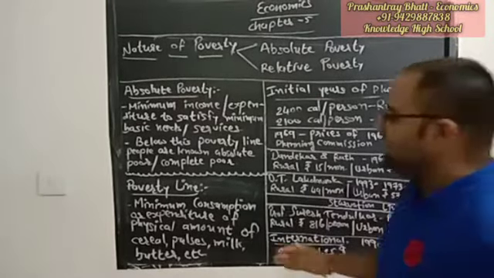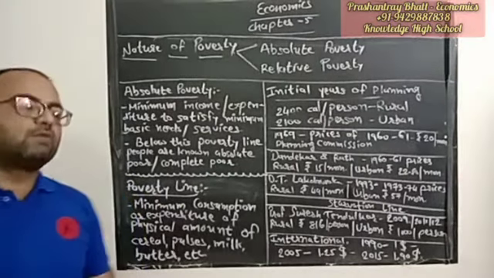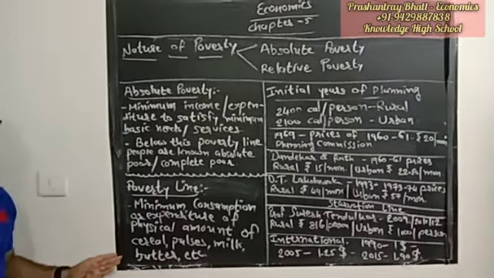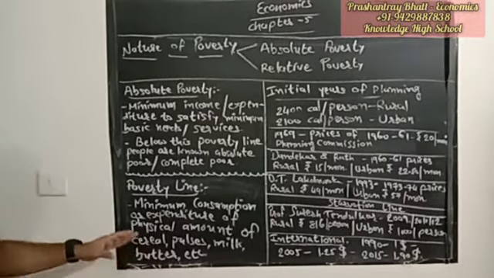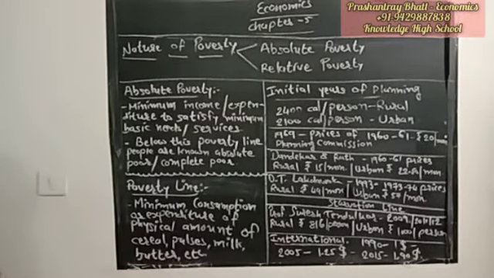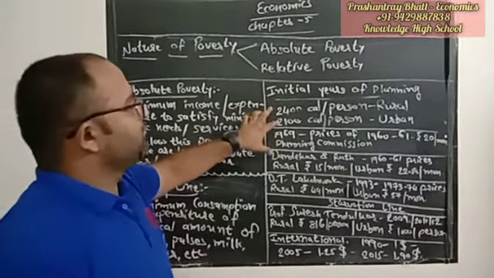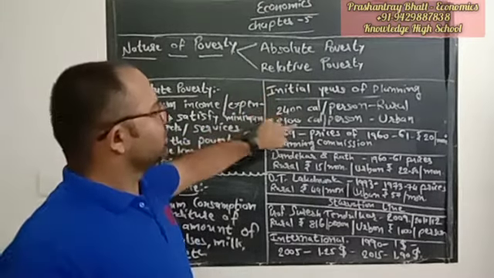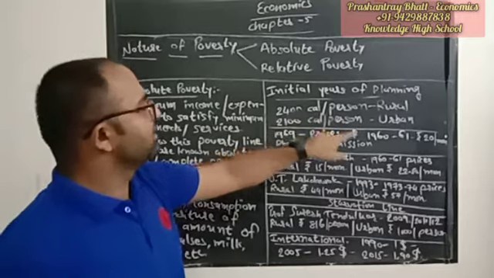So what is the poverty line? It is the minimum consumption or expenditure level of a person to survive well, right? And for that, in the startup, he needed the physical amount of cereal, pulses, milk, butter, etc. And the expenditure behind that was known as the poverty line, right? Then in the initial years of planning, it was decided about the calorie: 2,400 calories per person in rural area and 2,100 calories per person in urban area.